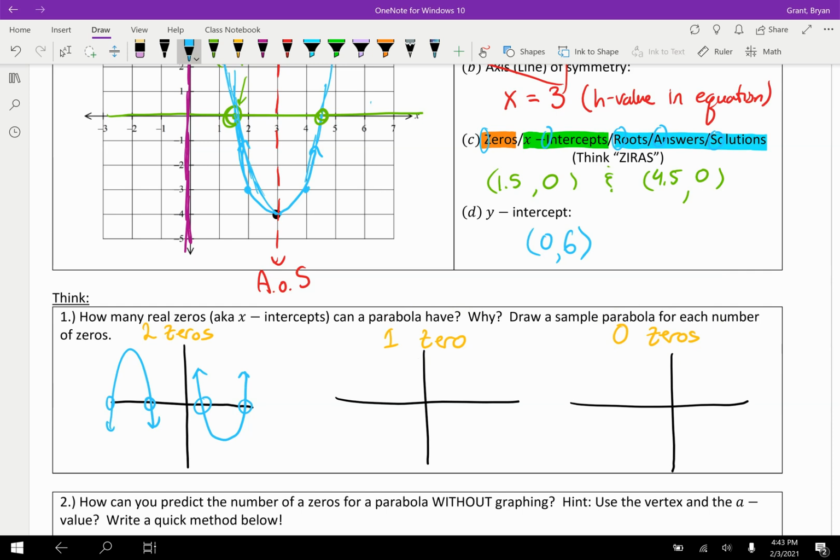All right, hopefully you did something like this. The 1 zero is always tricky. There's a couple ways you could do it, but I find most people bounce it off the x-axis like this, and they put the vertex on the x-axis. Or you could have drawn this the other way. You could have had it moving in a downwards direction, but still the vertex, I think, has to be on the x-axis somehow. 0 zeros I find students do really well with.